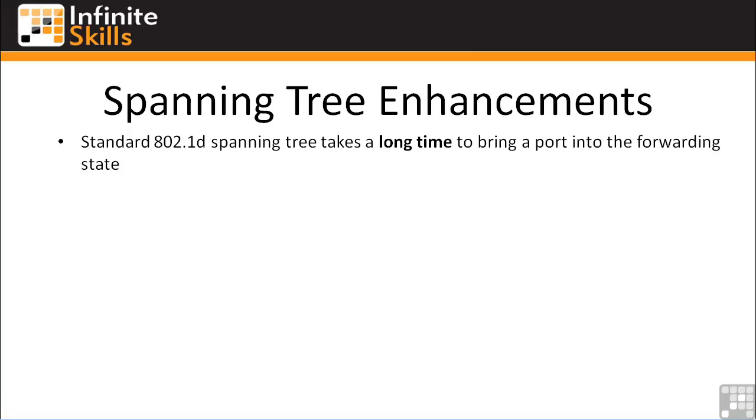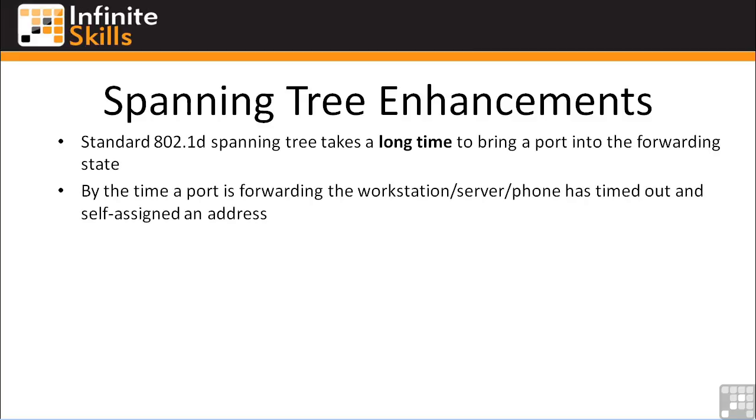You'll recall in the previous video where we talked about the various port states and how long it can stay in those states, that by the time a port actually makes it to the forwarding state, the workstation / server / phone / refrigerator or whatever device you have connected to that port has timed out and is assigned an address from that 169.254 IP address range. And as you probably know, that range really doesn't work on most networks, enterprise or otherwise.